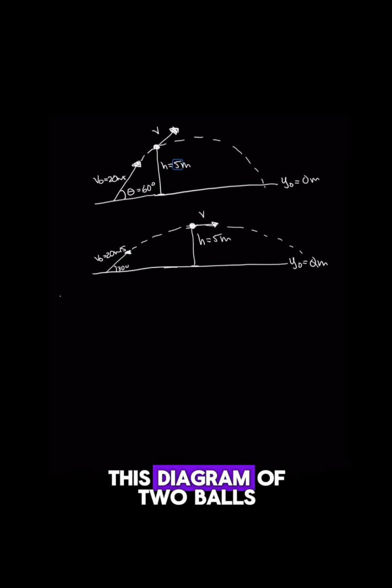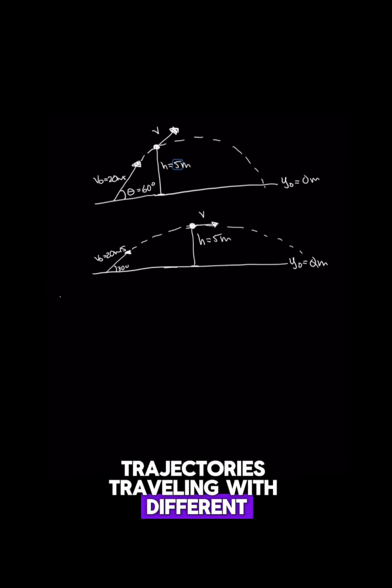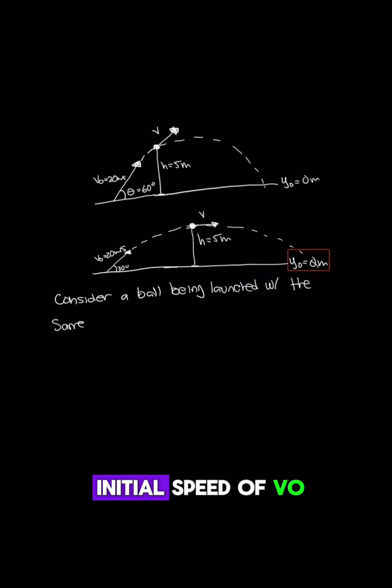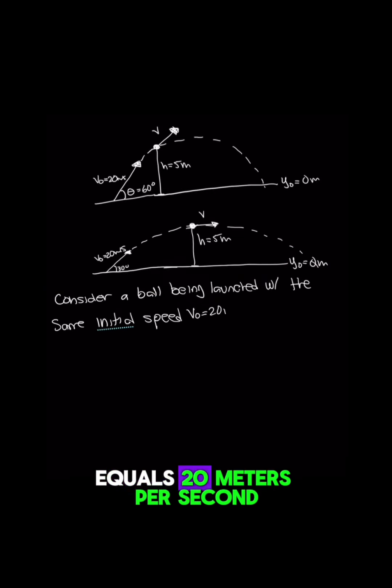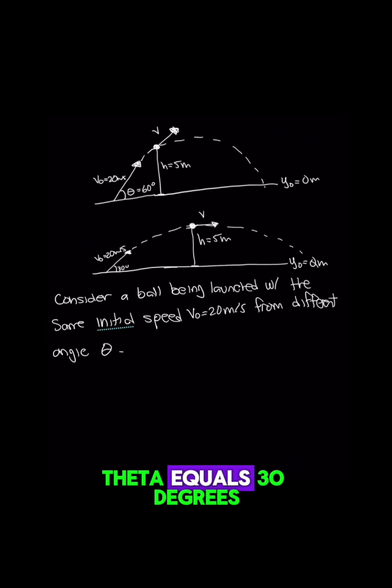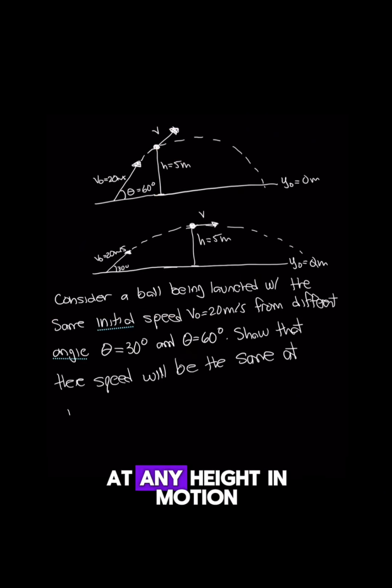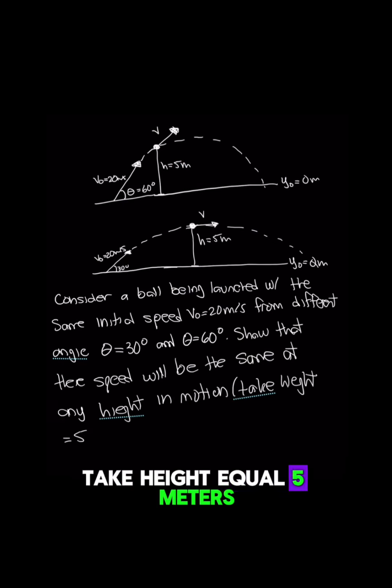Let's say you're given this diagram of two balls' trajectories traveling with different initial angles, and the question says, consider a ball being launched with the same initial speed of V0 equals 20 meters per second from different angles, theta equals 30 degrees and theta equals 60 degrees. Show that their speed will be the same at any height in motion. Take height equal to 5 meters, for example.